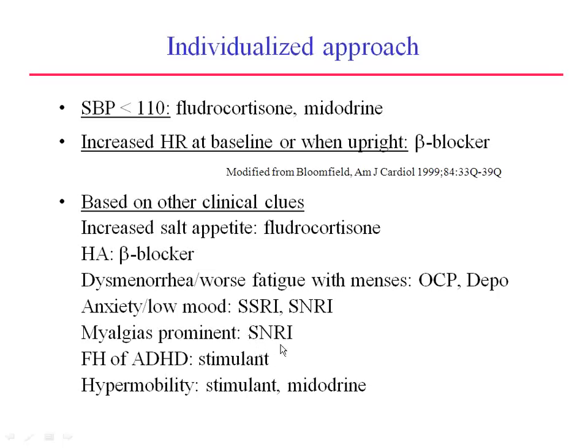One of them, Cymbalta, has been studied in fibromyalgia and shown to be effective, so if there's a lot of pain, that might be a good first choice. If there's a family history of attention deficit hyperactivity disorder, even if your orthostatic intolerant patient doesn't have that, stimulants might be good. And in the hypermobile population, we found that the vasoconstrictors are particularly helpful, although we don't have any formal evidence to prove that.